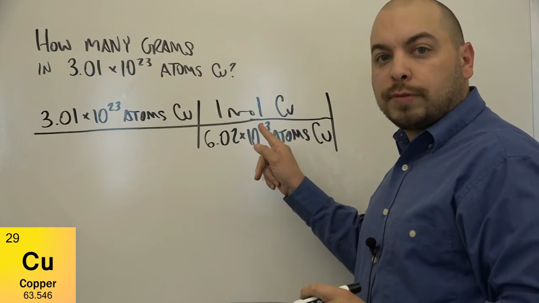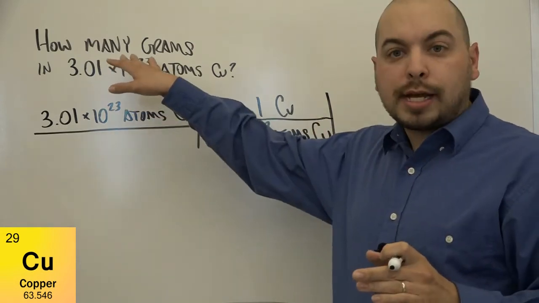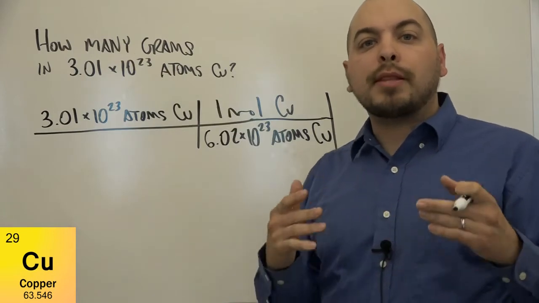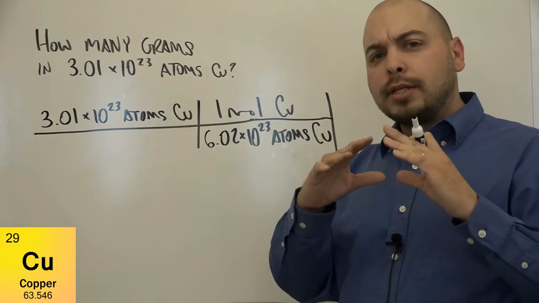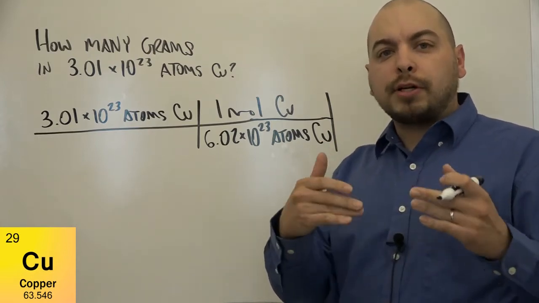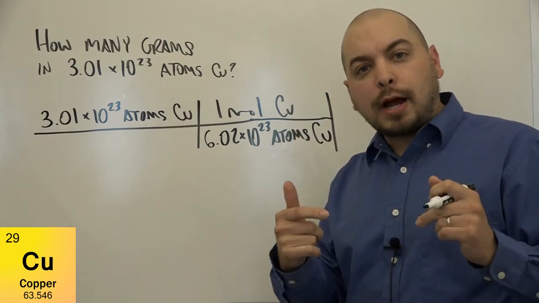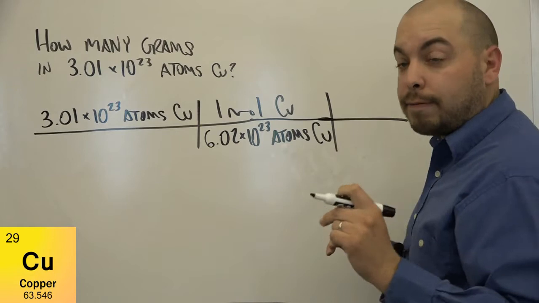Now that we're in moles of copper, we need to then get into grams of copper, because that's what our question's asking us. In order to do this, we need to multiply by the molar mass of copper. Molar mass of copper, if you check the periodic table, is 63.55 grams per mole. So we're effectively going to multiply by the molar mass of copper here by multiplying by 63.55.